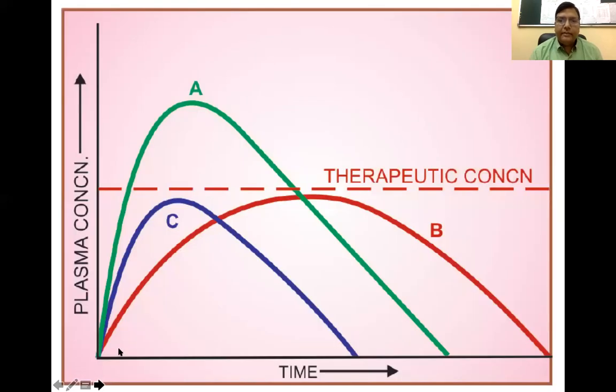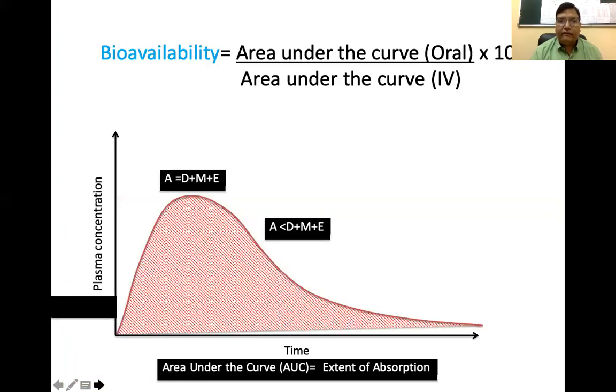So in the same way, drugs A and B both have equal area under curve, but only A is going to produce the effect, because the therapeutic concentration which is required to produce the effect is being reached only by A, not by B or C, and C has lower bioavailability as compared to A and B. So it is also important that it depends on the plasma concentration to produce an effect.